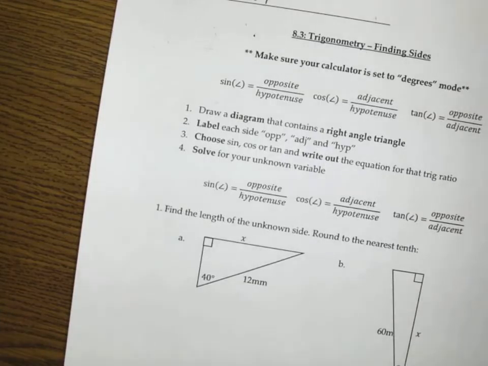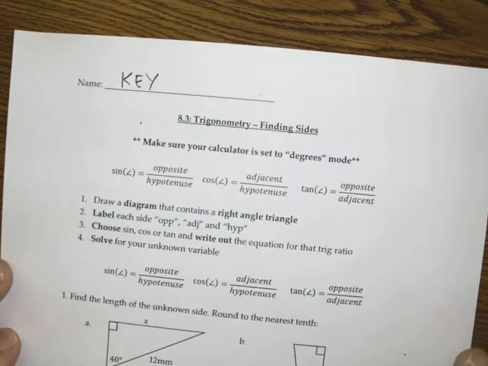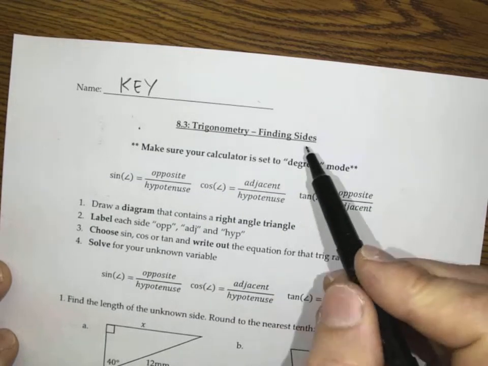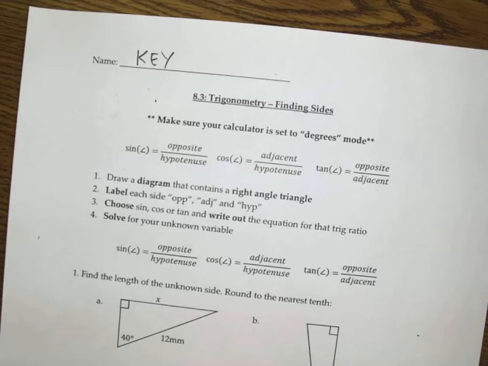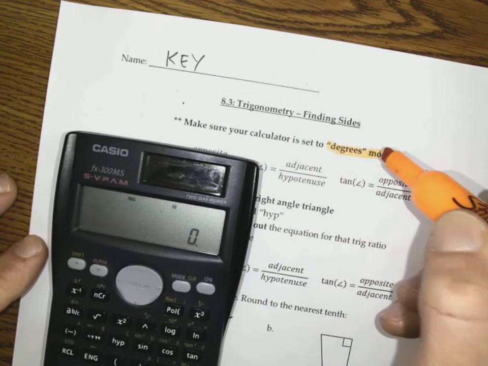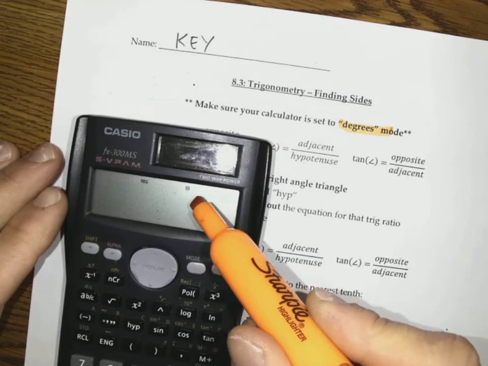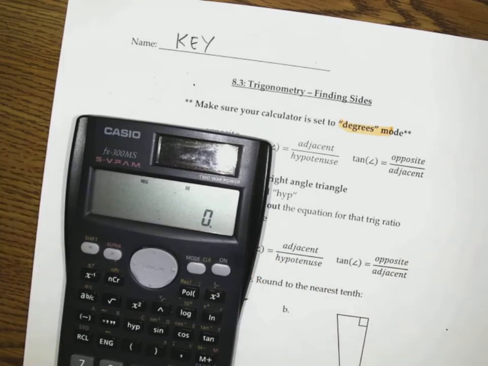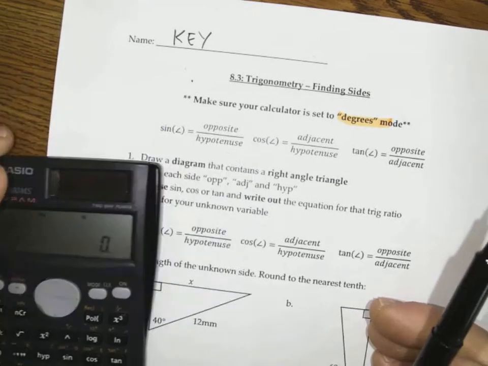All right, well, here we're going to go over the answers for 8.3 trigonometry. We're going to be looking at finding sides of right triangles. Step one, we want to make sure that our calculator is set to degrees mode. So we're going to look for a little D or deg on the top of our screen. That's really important before we get started, otherwise all of our answers are going to be wrong.